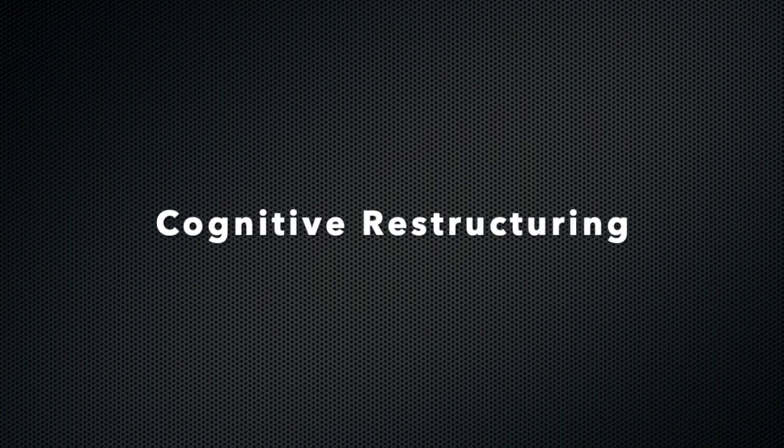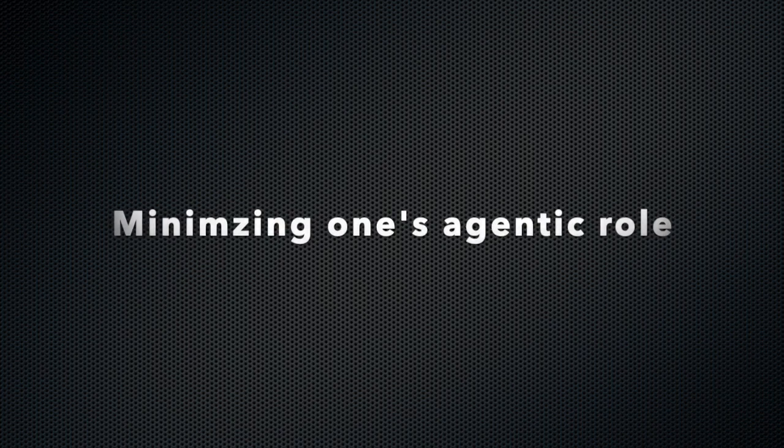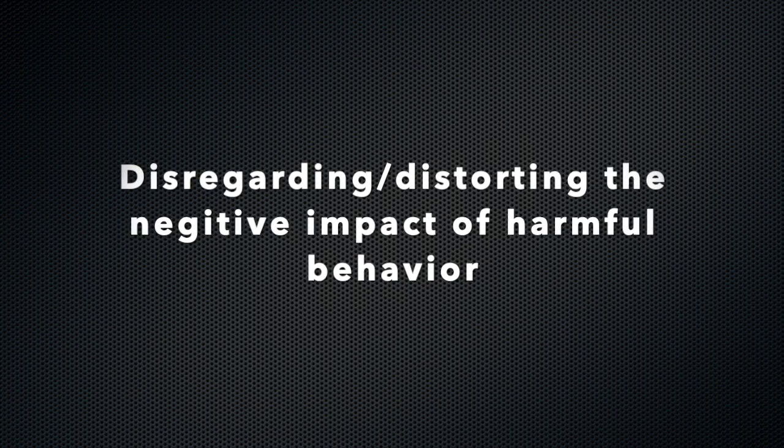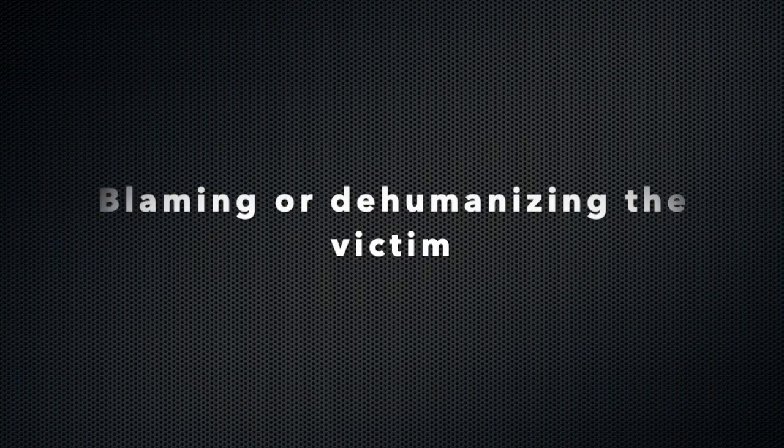Bandura's moral disengagement mechanisms talk about four categories: cognitive restructuring, minimizing one's agentic role, disregarding or distorting the negative impact of harmful behavior, and blaming or dehumanizing the victim. These categories are used to justify bullying. Overall, children who bully intimidate and cause distress to peers, are likely to generate conflict, be rejected, have strained relationships, and become marginalized within the peer group.